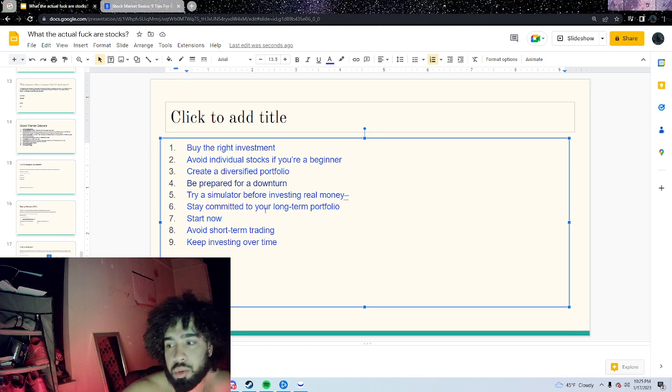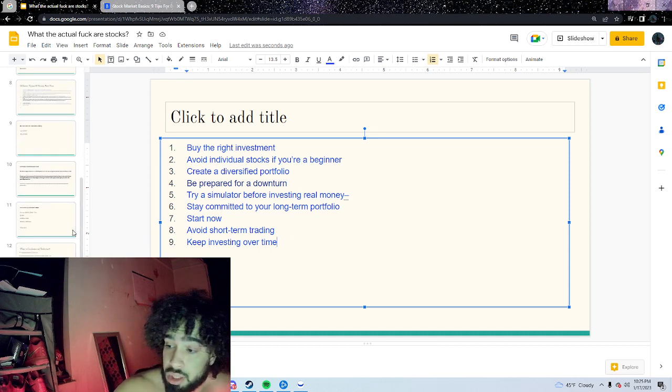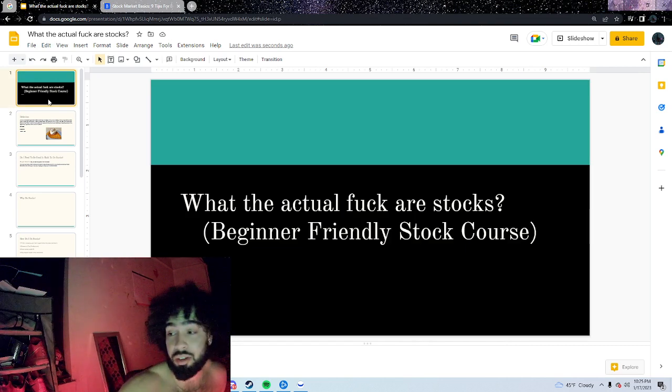Avoid short-term trading. If you're a beginner and you're first studying, I understand the bread, yes, I understand that, but please avoid this. Don't short trade. And then keep investing over time. So I would say monthly is pretty fine. Put $100 to the side, $200 to the side, and then it adds up over time. For real. But yeah, this is all for the beginner-friendly course.